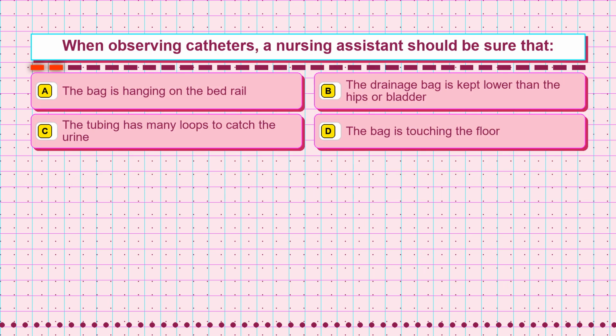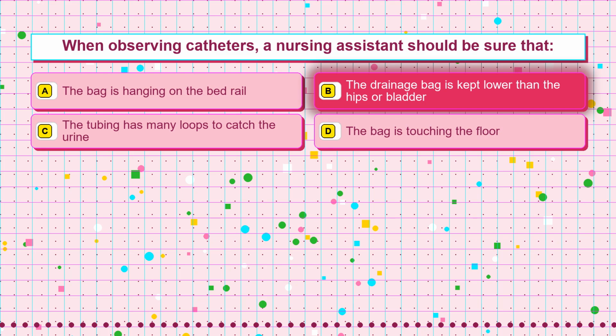Question 40. When observing catheters, a nursing assistant should be sure that: Option A, the bag is hanging on the bed rail. Option B, the drainage bag is kept lower than the hips or bladder. Option C, the tubing has many loops to catch the urine. Option D, the bag is touching the floor.